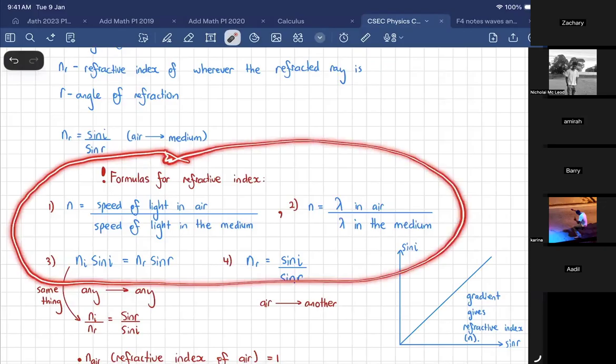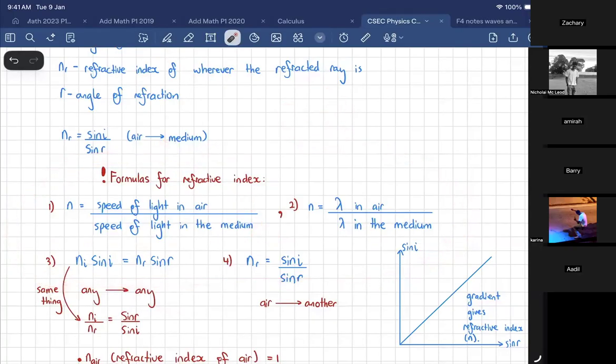I gave you guys all the formulas for refractive index. Zachary, what's the first formula right on there? N is equal to the speed of light in the air over the speed of light in the medium. Right. And what symbol do we typically use to represent speed of light? Yeah, we use C. So this will be C1 and this will be C2. So that's why you're seeing N is equal to C1 over C2.